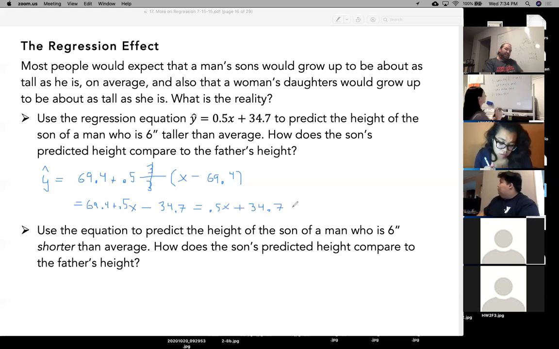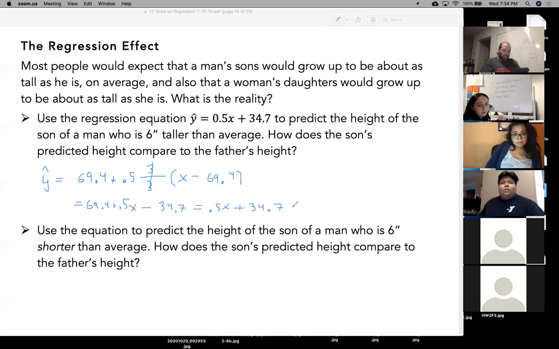Now, if a father is 6 inches taller than average, what does that make his X value? 6 plus the mean? Well, that's the average, right? If the average is 69.4 and he's 6 inches taller than average, then what does that make his X value? 75.4. So let's plug in 75.4. What do we get?